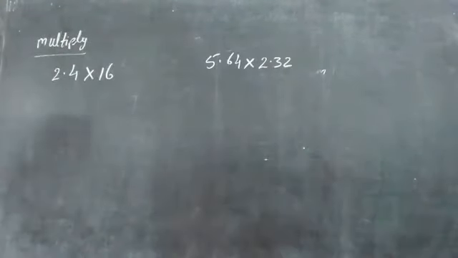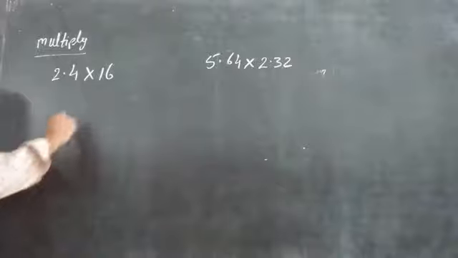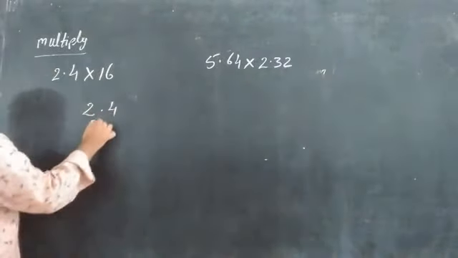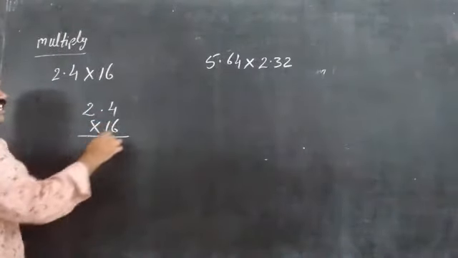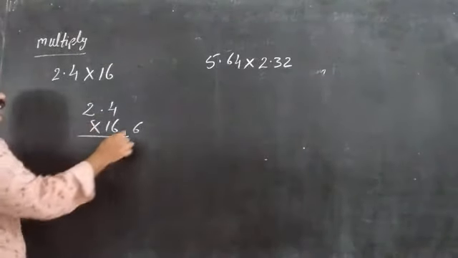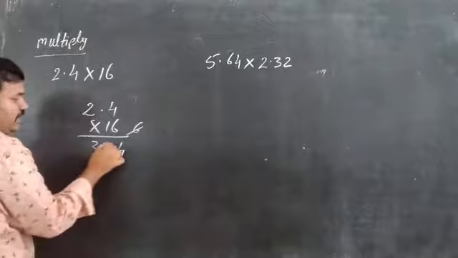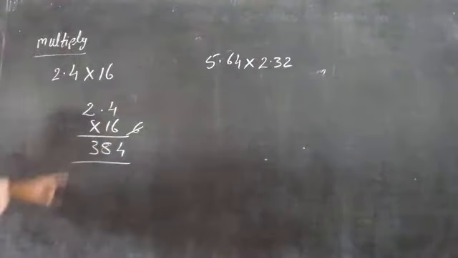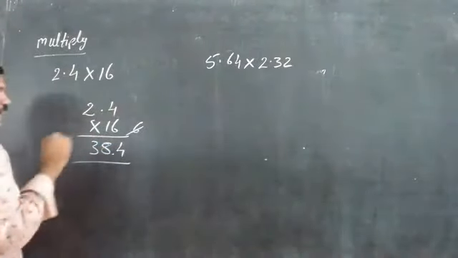Okay, doing multiplication. First forget about the point and do the multiplication. 2.4 into 60. 16 4s are 64. 16 4s are 64. 16 2s are 32. After completion of multiplication, keep the point back to front, after one digit.